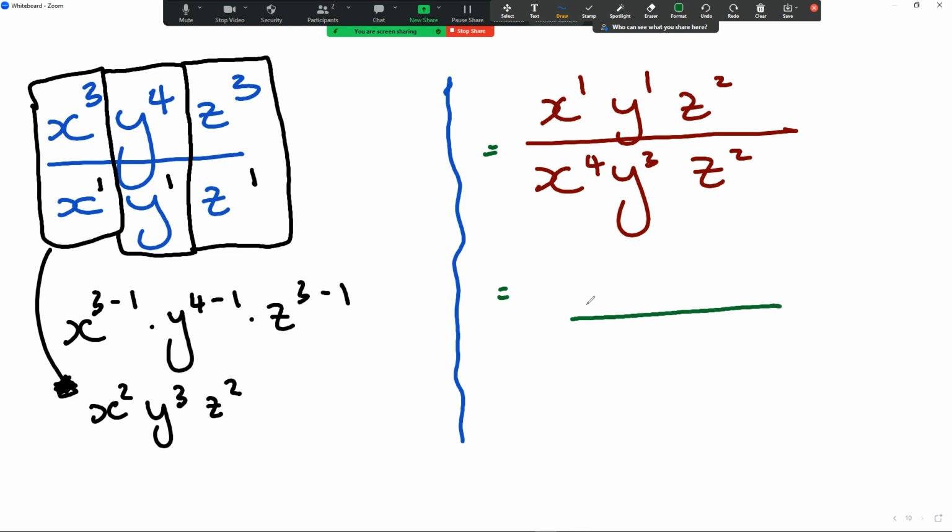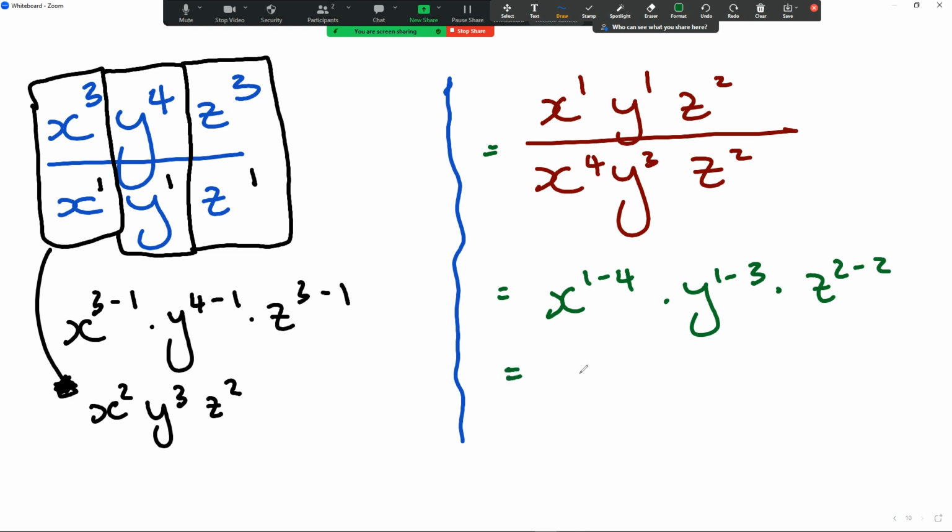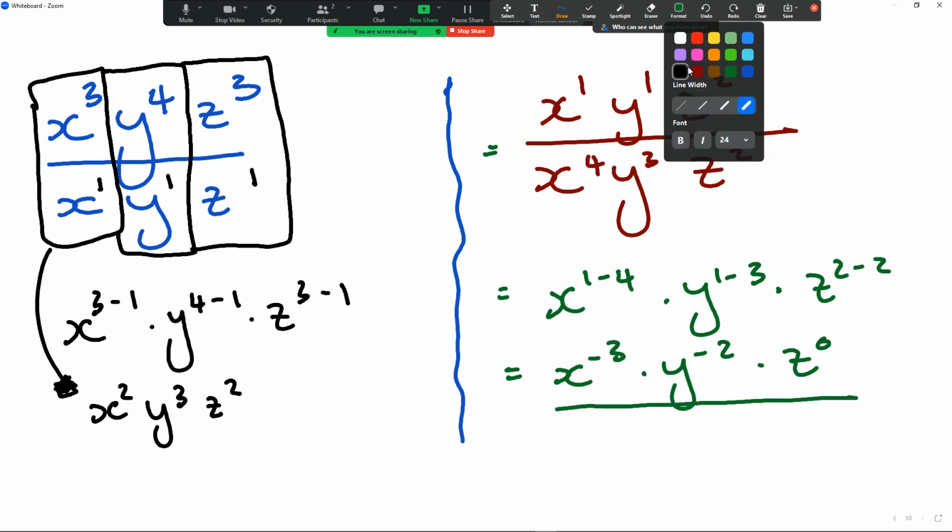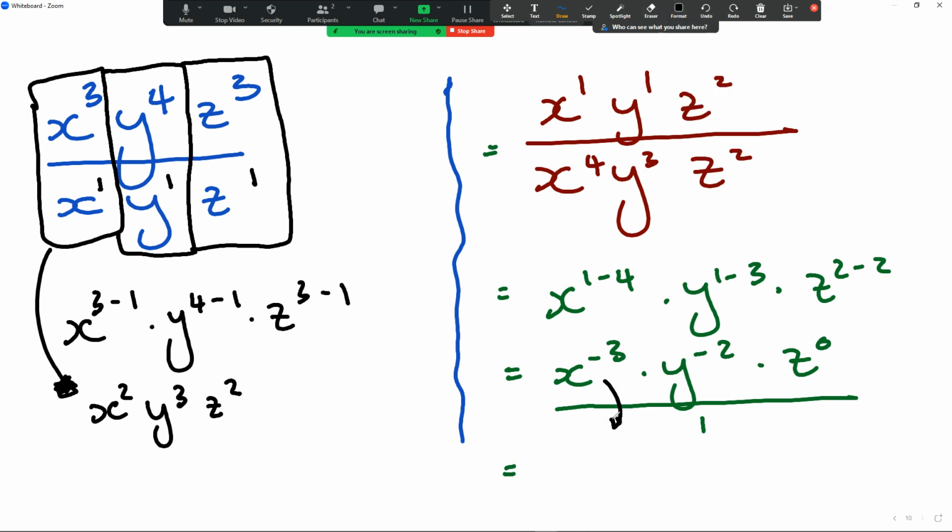So 1 minus 4, let's say I don't put a line yet, 1 minus 4 times 1 minus 3 times 2 minus 2, x to the negative 3, y to the power of negative 2, z to the power of 0, and then I bring all of this into my denominator. So I'm going to put this over 1 for now. I'm going to bring all of this into the denominator, and then last step, I can skip a few steps to understand this. So this is going to go into the denominator.